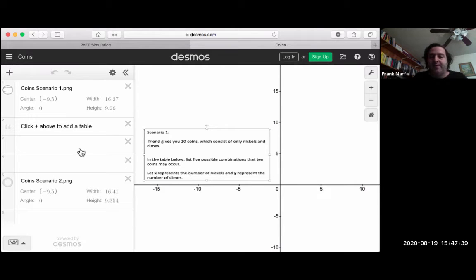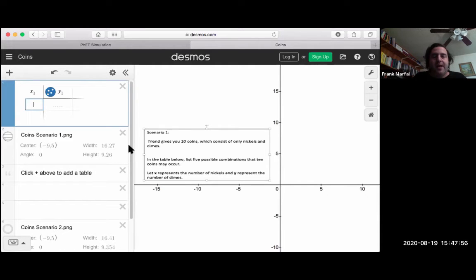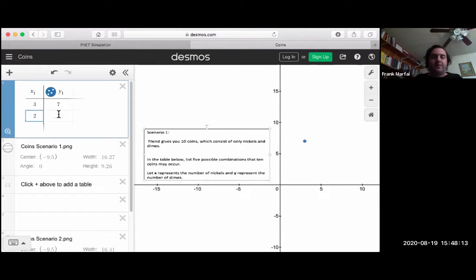Because of the way Desmos is, you need to tell it, okay, let x represent nickels and let y represent dimes. What I'd like you to do is come up with 5 combinations of nickels and dimes that produce 10 coins. Create a table and add it to your graph. As you start adding to the table, something should happen. So let's see, if I have 3 of one type, then I have 7 of the other. I'd like you to try this along as well.